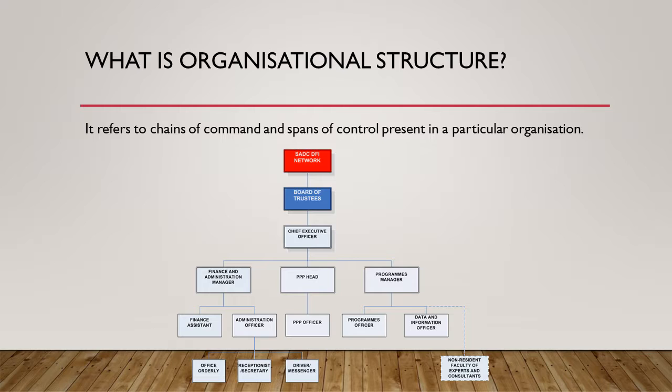Now we have to define organizational structure. An organizational structure refers to chains of command and spans of control present in an organization. So chains of command and spans of control present in an organization are referred to as organizational structure.